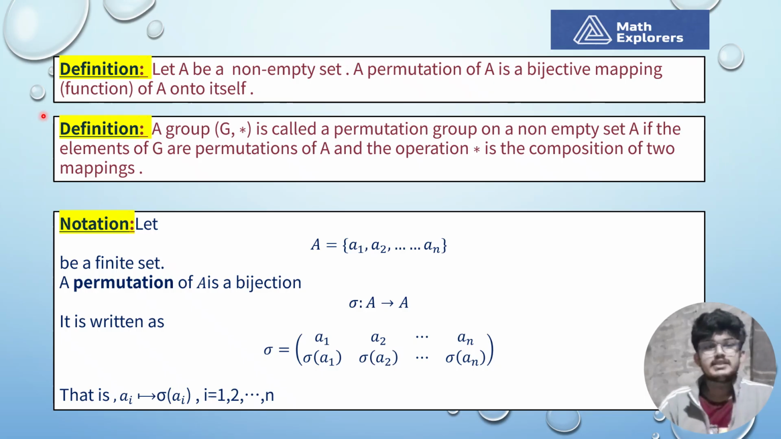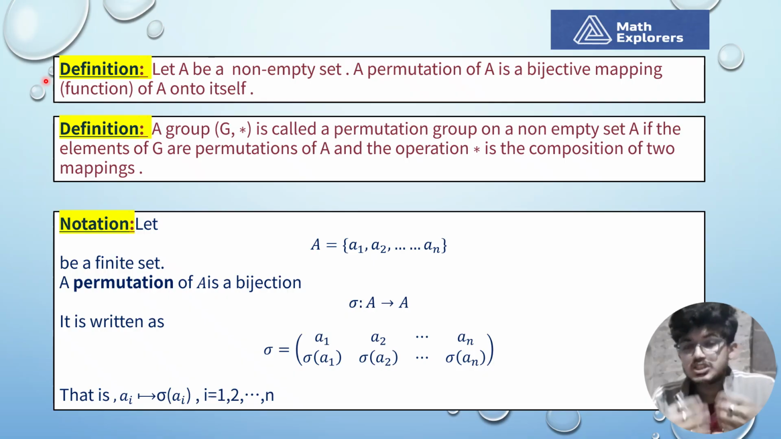Now, what is the definitions of permutations? Let A be a non-empty set. A permutation of A is a bijective mapping of A onto itself. That's mean a permutation is a mapping, and the mapping is bijective. Now, second definitions. A group G star is called permutations group. Here, what is G? Here, G is the collections of all permutations of A. That is the collections of all bijective mapping of A to A itself.